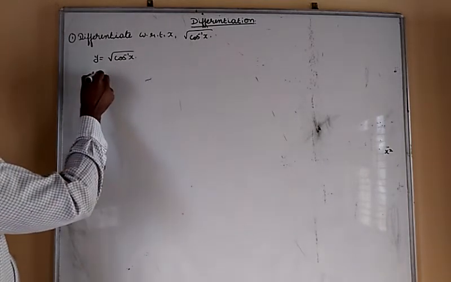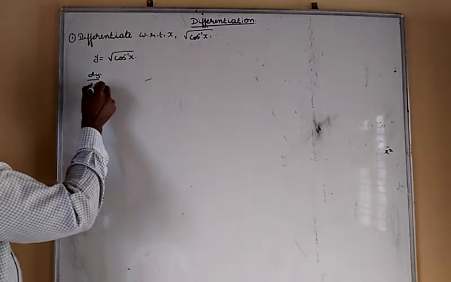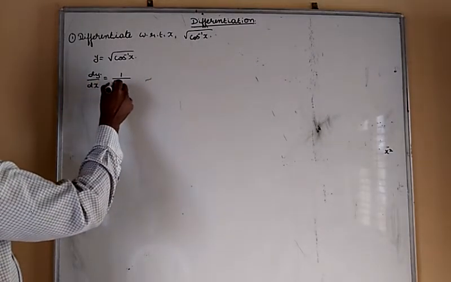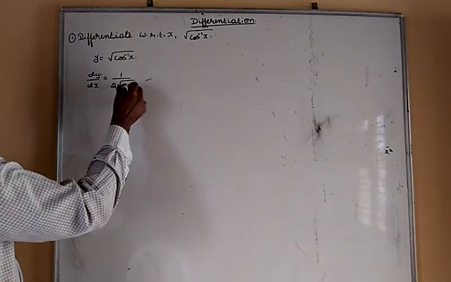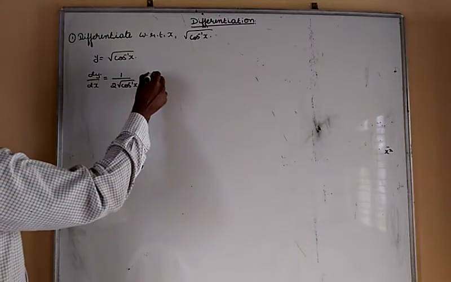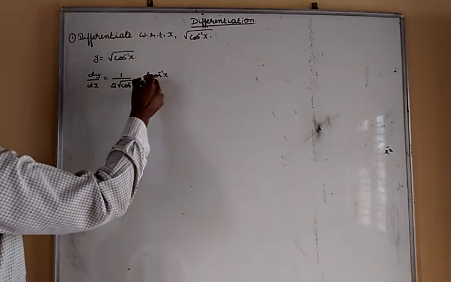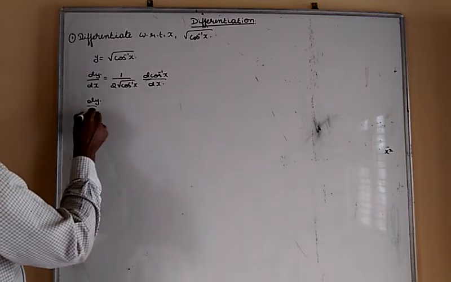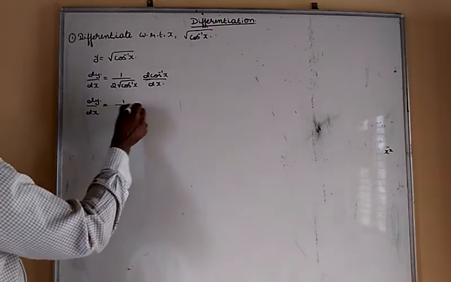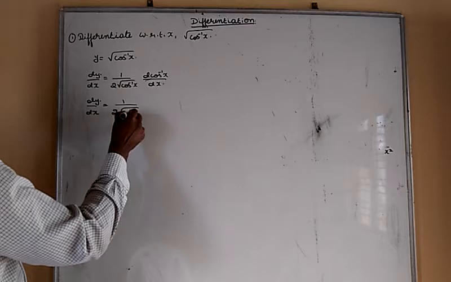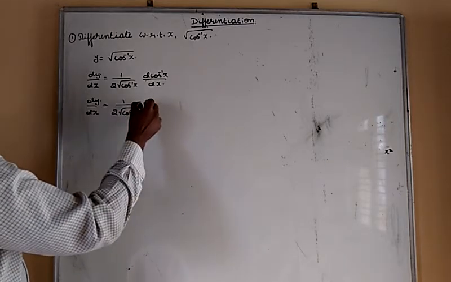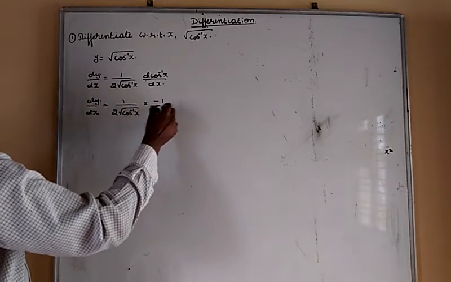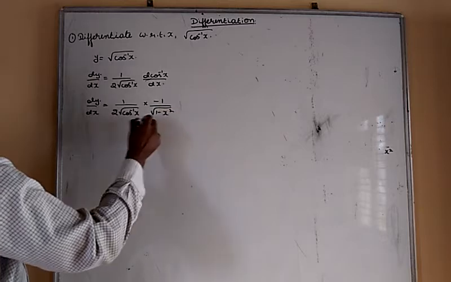So differentiation of y with respect to x: root x differentiation is 1 by 2 root x. In the place of x there is a cos inverse x, then differentiation of cos inverse x. Again, dy/dx is equal to 1 by 2 root of cos inverse x, and cos inverse x differentiation is minus 1 by square root of 1 minus x square. So this is the answer.